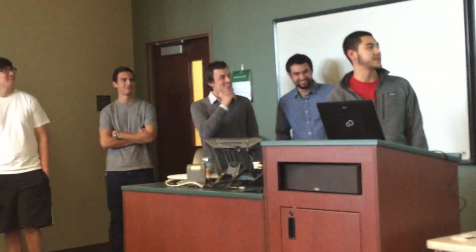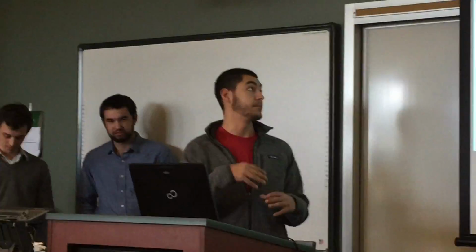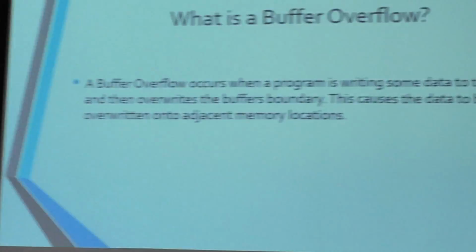Alright, so a buffer overflow basically occurs when a program is writing some type of data onto a buffer, and then it overwrites the buffer boundary. So basically what happens at that point is when it's overrun, when it overwrites the buffer boundary, it causes the data to be overwritten onto other memory locations.